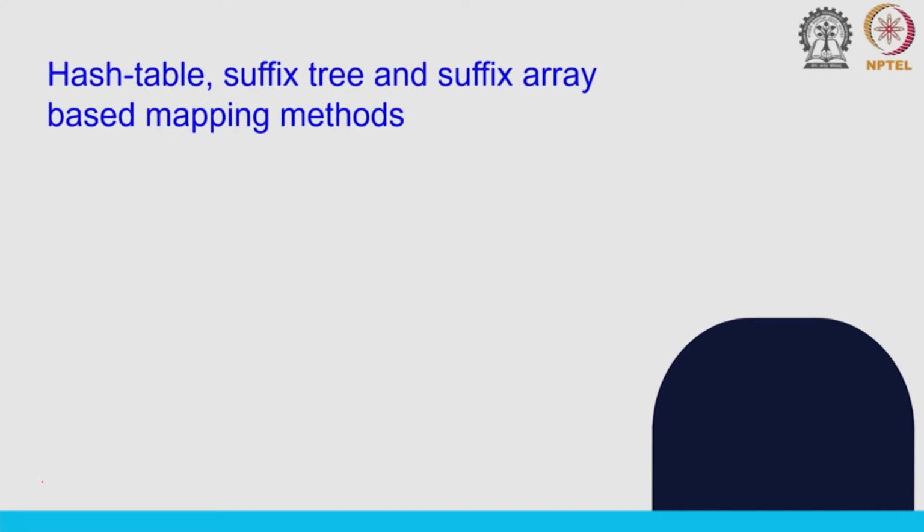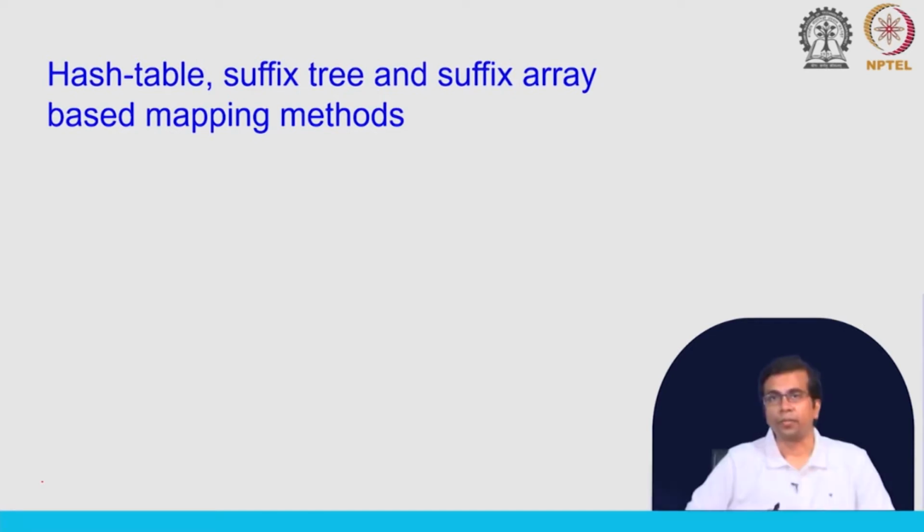Just to briefly recap the mapping methods that we have discussed so far. We have talked about hash table based mapping methods, suffix tree based methods and suffix array based methods. For the hash table based method, we stored the reference sequence in a hash table. We generate seeds and store them in the hash table along with the locations, and we generate similar seeds from the read data and search in the hash table to find the locations. Of course, there are a lot more details in there.